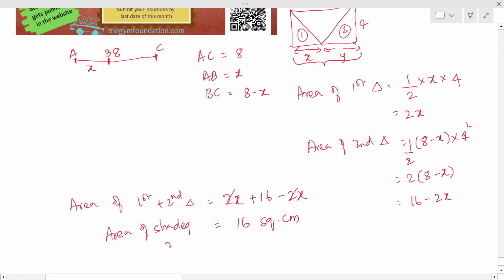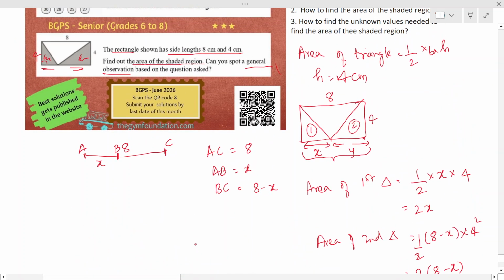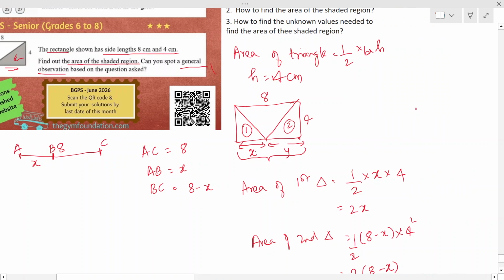Now, another interesting question was asked. Can you spot any pattern? Because here the x can be anywhere, right? It can be like this, or in the same rectangle, x can be here as well, right? With a very small x and a larger y, or 8 minus x. So what can you say in this case? Think for a moment.